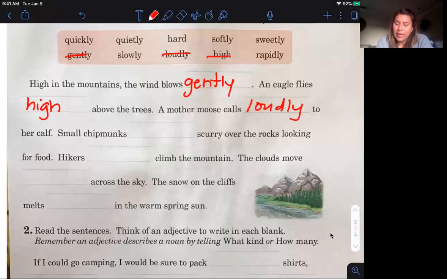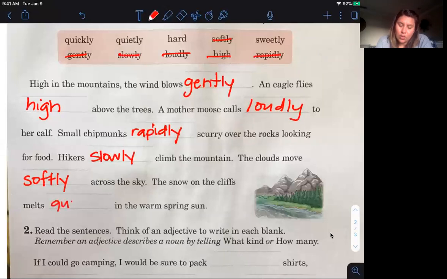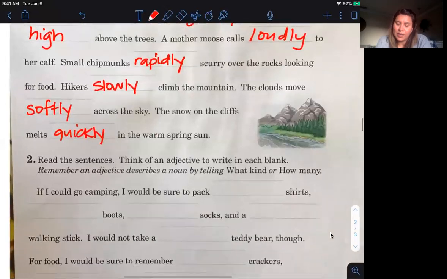Small chipmunks blank scurry over the rocks looking for food. Quietly, slowly, rapidly. Rapidly. Let's cross it out. Hikers slowly climb the mountain. The clouds move softly across the sky. The snow on the cliffs melts quickly in the warm sun. All right. Very good. That was pretty easy, right?